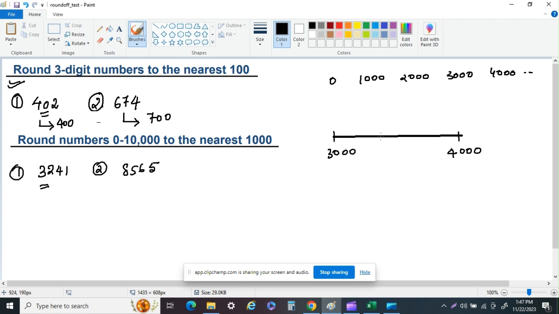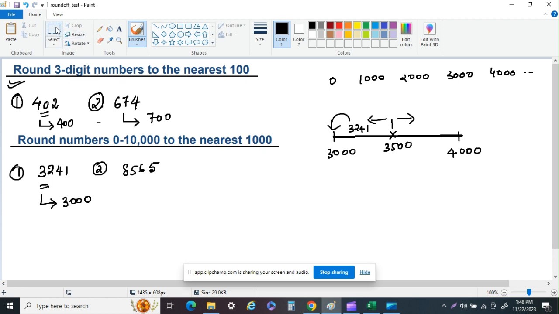Now, just like the last example, we will find the central number between 3000 and 4000, which is clearly 3500. And you have to think: does 3241 lie on the left side of 3500 or on the right side of 3500? It clearly lies on the left side of 3500. So here is where 3241 lies, which is closer to 3000. And hence, 3241 will round off to 3000.